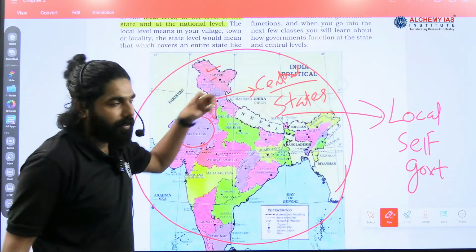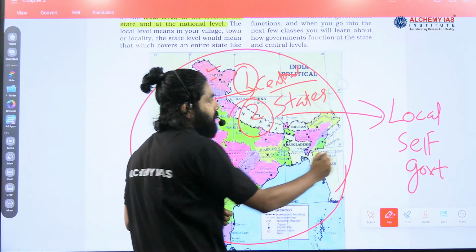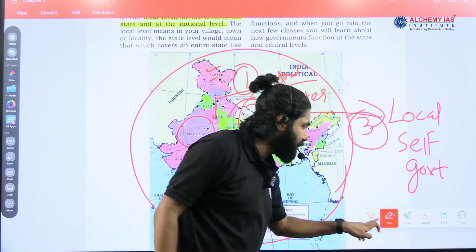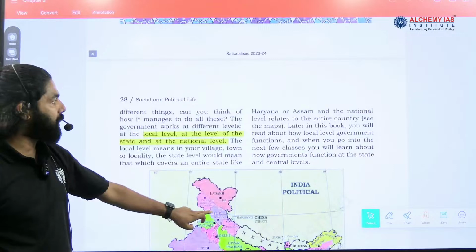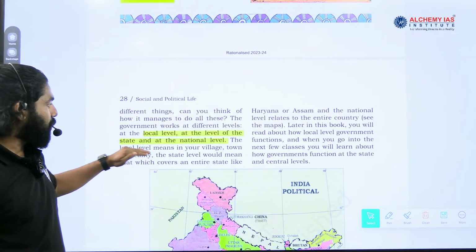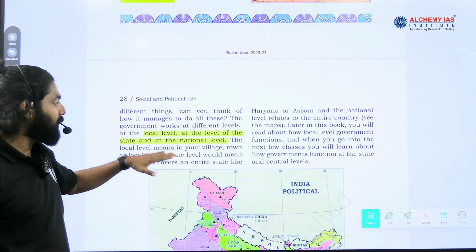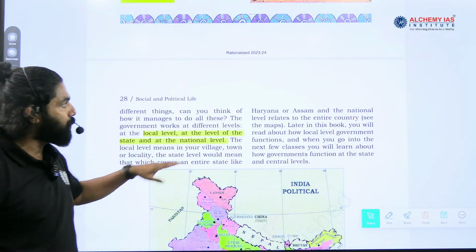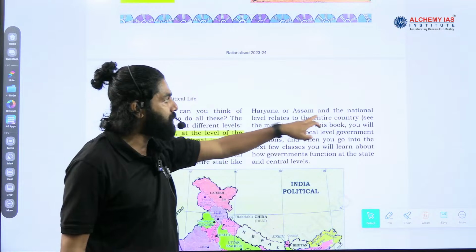So we have three levels of government. One at the central level, second at the state level, and third at the local level. So this is what is explained in this paragraph regarding the levels of government that you can see in India. Local level means it is at our village level, town level, or district level. Then state level covers the entire state that we belong to, like Haryana, Assam. Then national level government means the entire country.